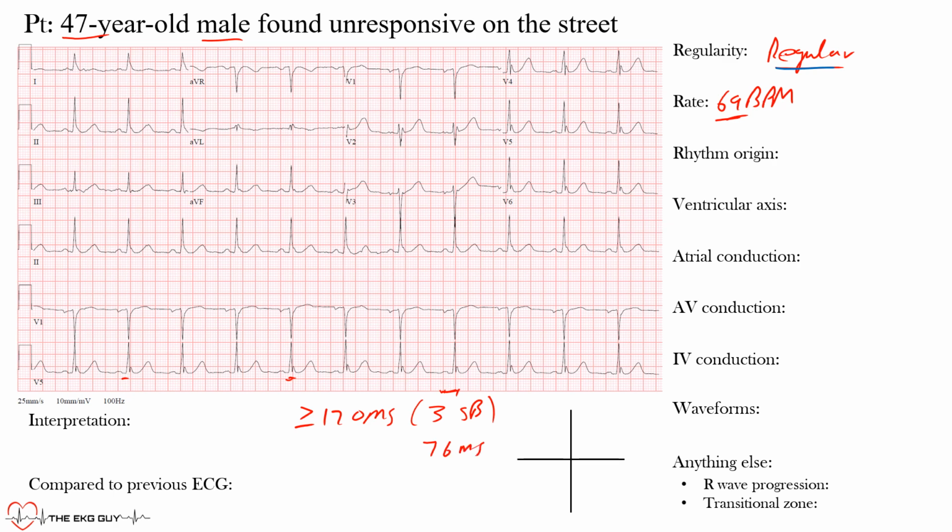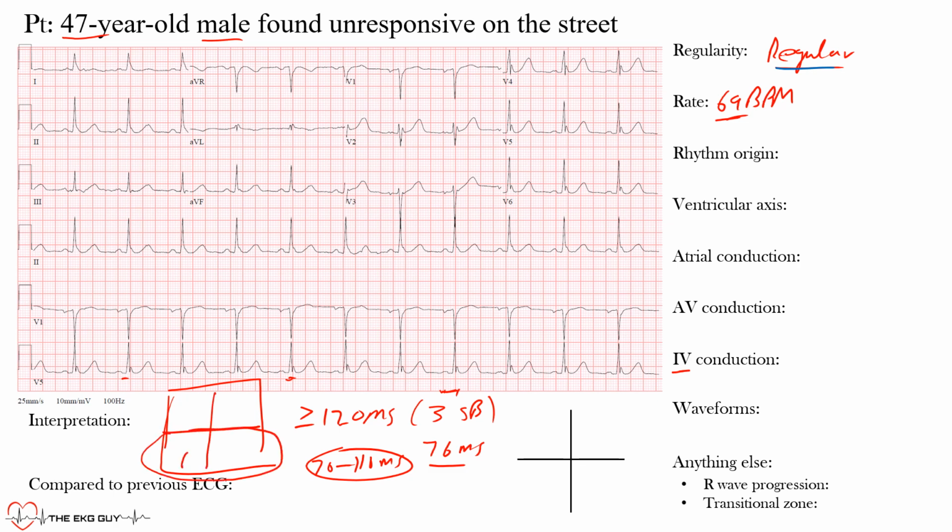Normal QRS duration is between 70 and 110 milliseconds, so that's normal. So we have a normal QRS duration, and that will be helpful when we get down here. It's IV conduction, intraventricular conduction. So it's normal, and I do that because, again, we're trying to figure out where is the rhythm coming from. Is it coming from down here in the ventricles? Imagine this is the right ventricle and left ventricle, right atrium and left atrium. So it's not from the ventricles because we have a normal QRS duration.